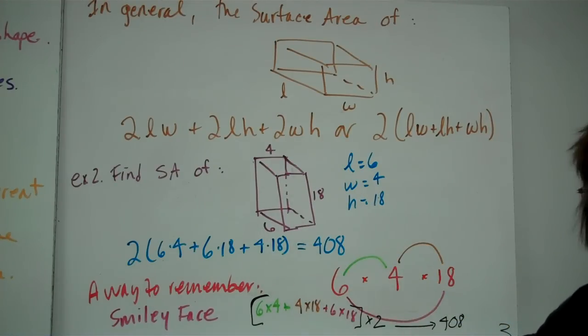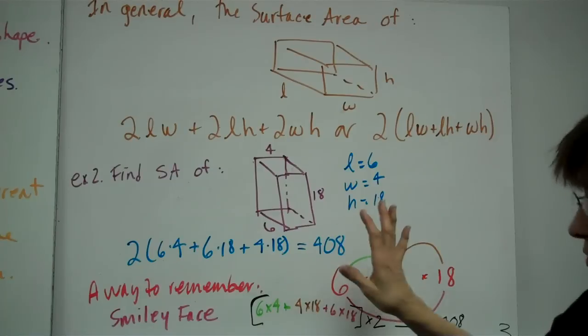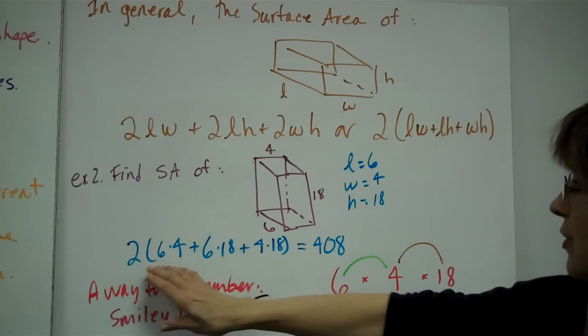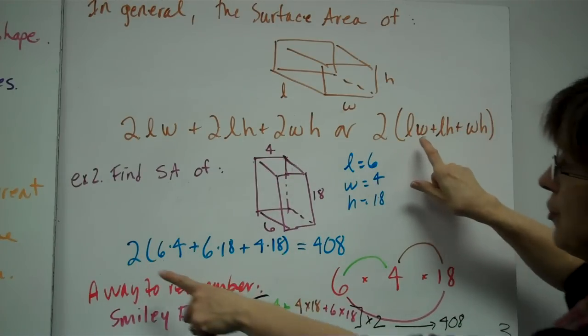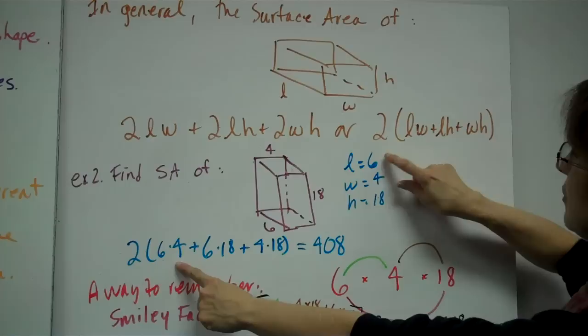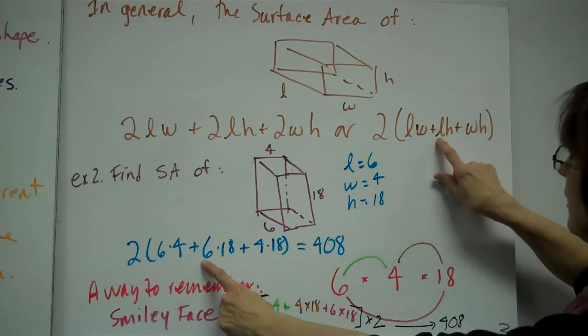We're not going to worry about the labels right now, whether it's inches or meters or whatever. We're just going to focus on the numbers. Okay, so again, I'm going to follow this pattern. I'm going to do 2 parentheses length times width, plus the length times the height.